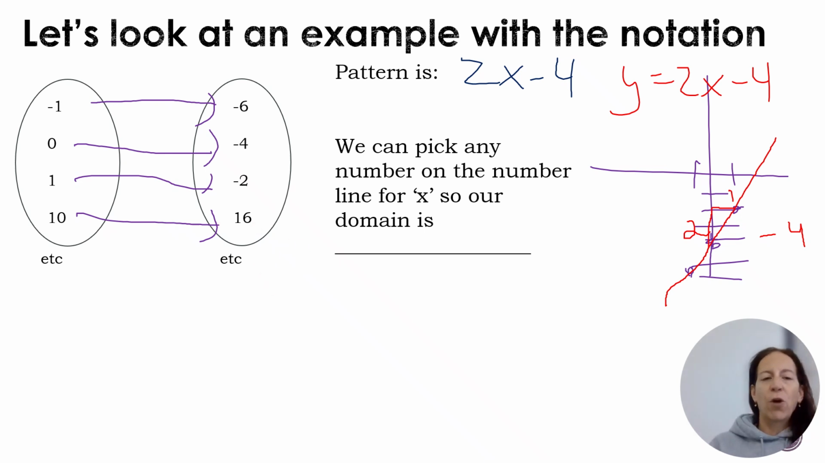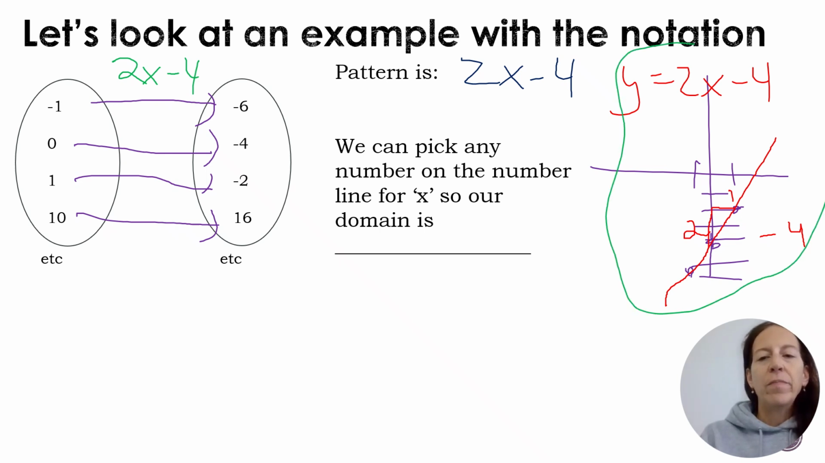So that pattern works. What that tells me is that the way the two sets are related is with that pattern, 2x minus 4. Now, I used the graph over here to kind of figure it out.